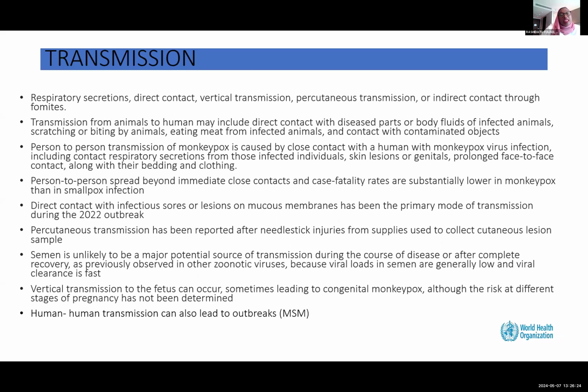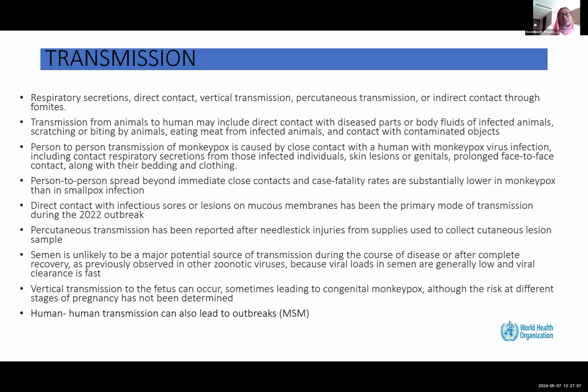It is mainly transmitted through the skin or via respiration, inhalation. So transmission could occur via direct contact, vertical transmission, percutaneous, or indirectly by fomite or inhalation, as I had already mentioned. We can also see transmission from animals to humans, which could be by direct contact, humans having direct contact with animals, especially those that are infected, or through accidental scratching or biting from these animals, eating meat that is infected, and also when they come in contact with contaminated objects.